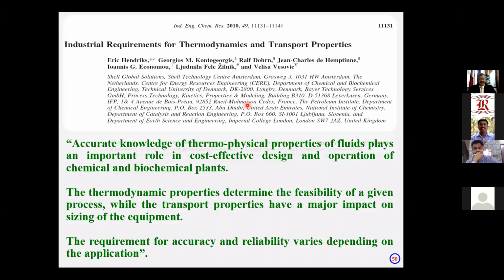And of course this accuracy depends on what application you are using, but these would be the input parameters for chemical engineers to design. Otherwise you cannot design, or you overestimate or underestimate, and this may lead to either loss or damage or accidents. So this data is very, very essential.